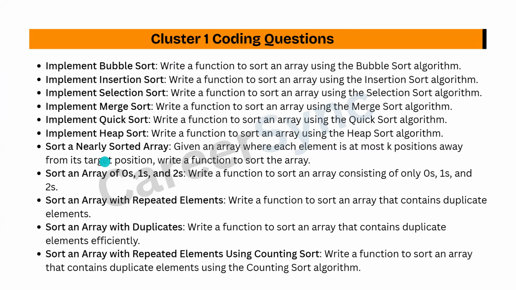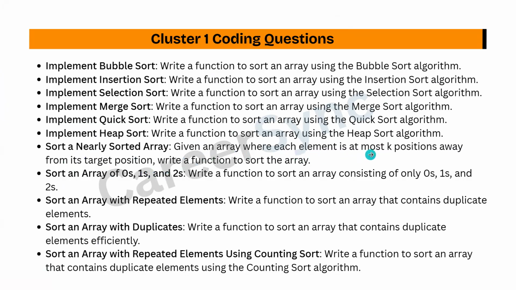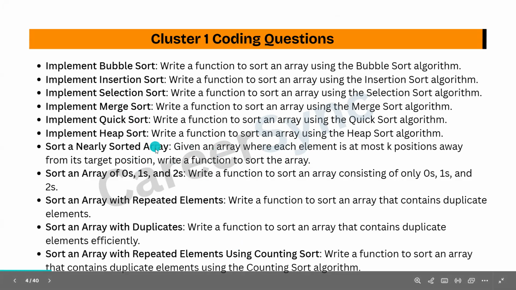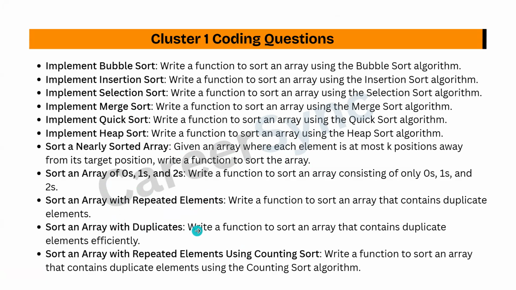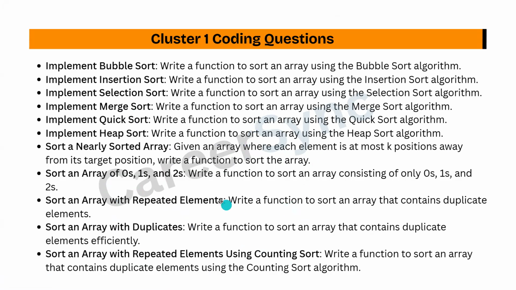Now here are four other questions you need to know. Given an array where each element is at most k positions away from its target position, write a function to sort the array. So you need to solve these four questions. The above five questions are easy, and the other six, you need to solve these questions too. They are also easy: sort an array with repeated elements, and sort an array with duplicates. Sort an array with repeated elements using counting sort. So you need to solve these questions to clear the cluster 1 coding round. Now coming to the next thing.